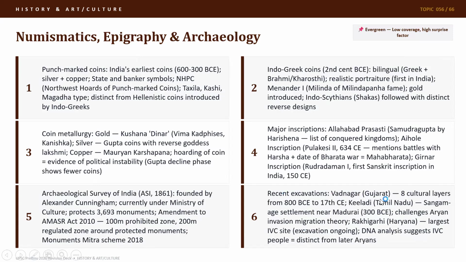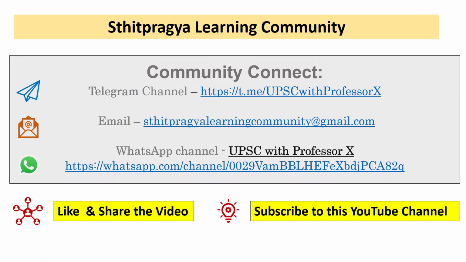Recent excavations in Vadnagar, Gujarat had 8 cultural layers from 800 BC to 1700 CE, which shows continuous civilization in 8 cultural layers in just this location. Then we have Keeladi, Tamil Nadu, where Sangam Age settlement was found near Madurai from 300 BC. What are the challenges to Aryan invasion migration theory? Then Rakhigarhi in Haryana, which is the latest IVC site, excavation is ongoing there. DNA analysis has suggested that IVC people were distinct from later Aryans. So basically, climate change model is now mainstream. So this is all for art and culture and history.